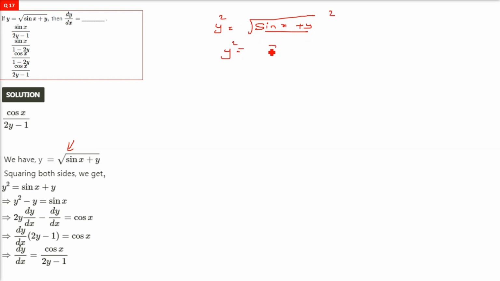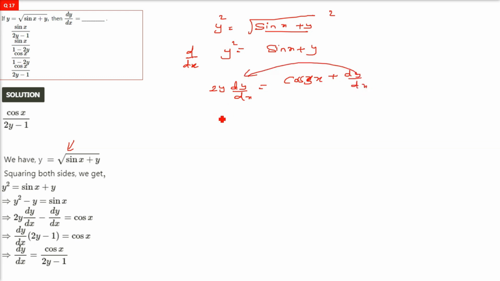So we have sin x plus y whole square. So root will go, y square. Then we'll do the differentiation on both sides, so I'm doing d by dx on either side. So 2y dy by dx is equal to, sin x will be equal to cos x. And then we have y, and then dy by dx, because y is dy by dx.